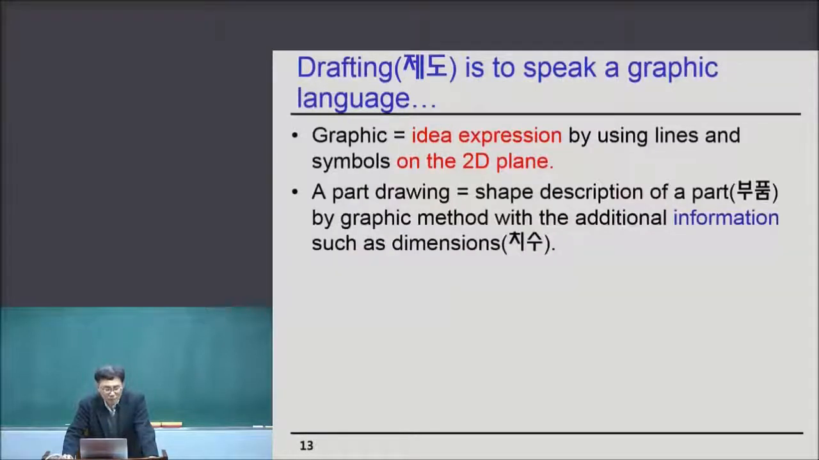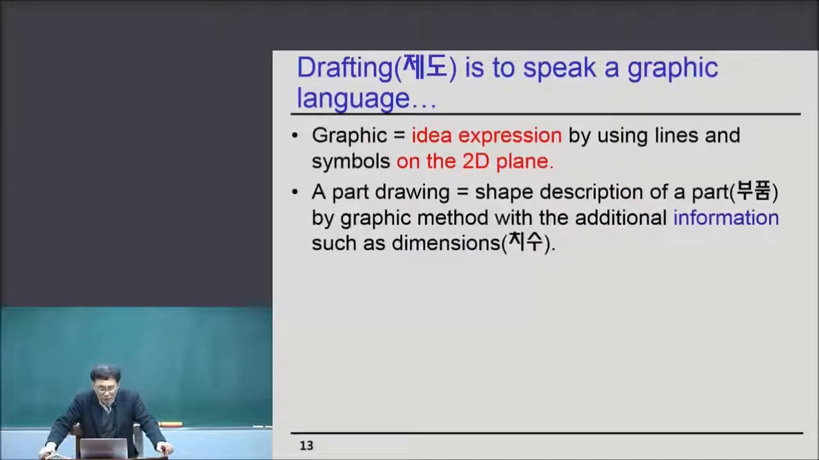So a part drawing, a part means a product actually. Actually, in industry, part means a subsystem. If you take an automobile, then the automobile consists of many parts, tires and engines, and there are so many parts combining together to make one product. So part drawing is the drawing to express a part.